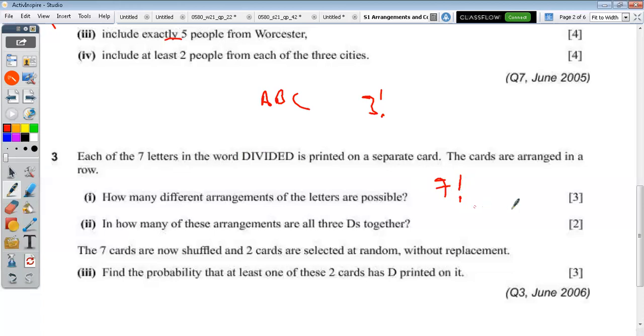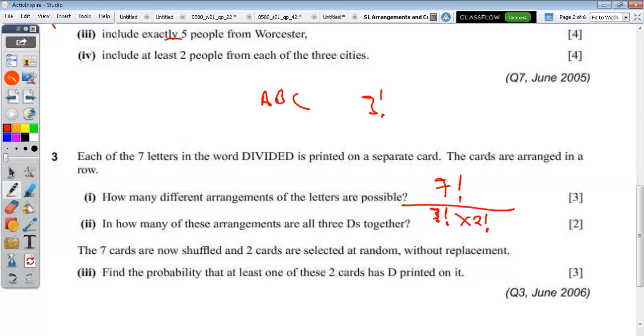Divided by, clear? Because now we have repetitions, they reduce what? Permutations. Oh, sorry, I did the wrong way around. So we've got 3 D's, so 3 factorial times, and then there's 2 I's, 2 factorial.